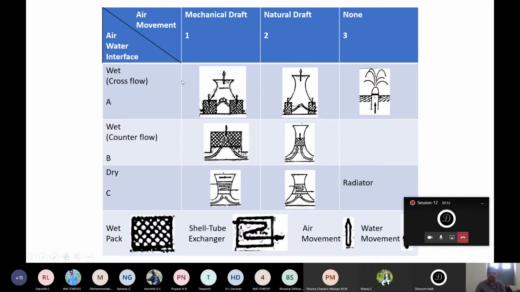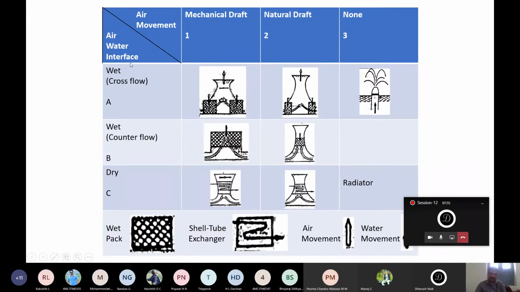A morphological table is called two-dimensional when the number of design parameters, the parts into which a design problem is divided, is only two. So here there are only two design parameters. One is air movement and the other is air water interface. These are the possible solutions. For air movement, it might be because of mechanical draft, or natural draft, or it may not be because of any draft.